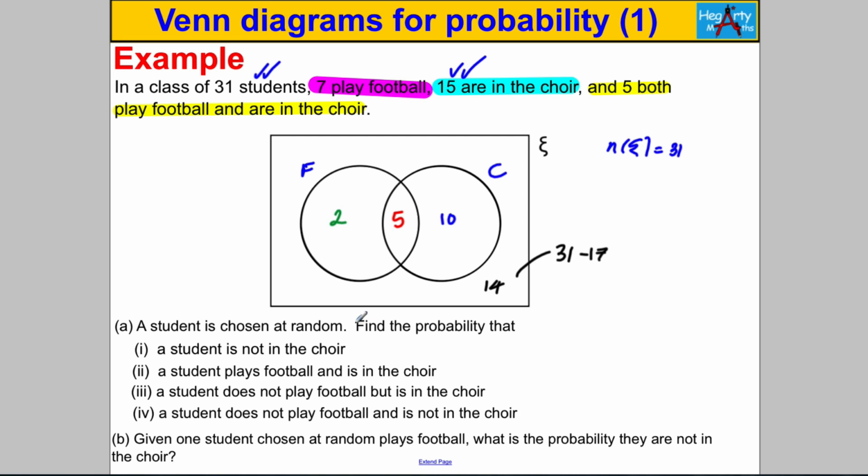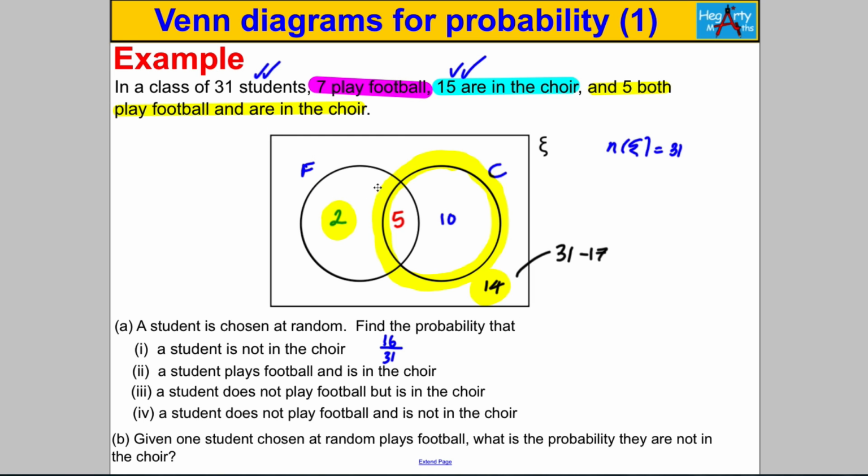A student is chosen at random. Find the probability a student is not in the choir. Let's highlight people that are not in the choir. That's everyone outside the circle. So in particular, it would be these 2 students and these 14 students. So therefore, the probability of choosing such a student would be 16, the 2 add the 14, out of a total of 31 students, and we've done.